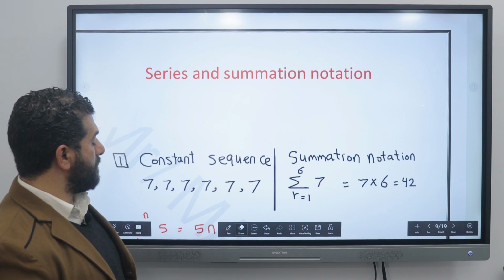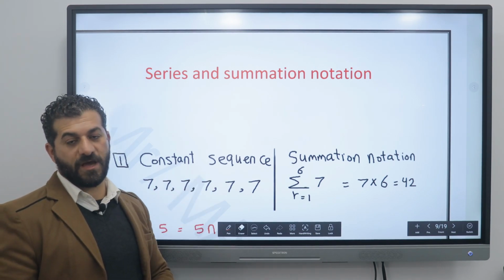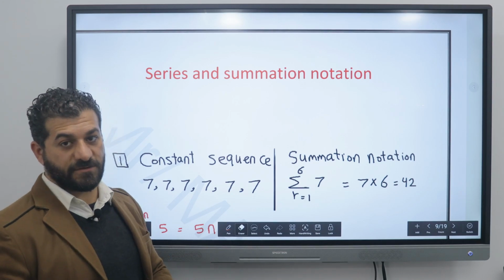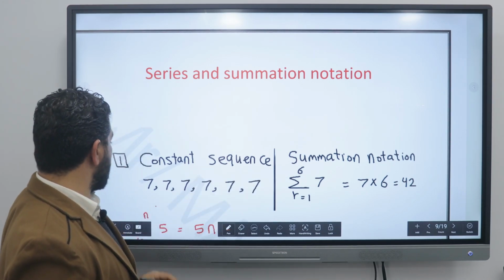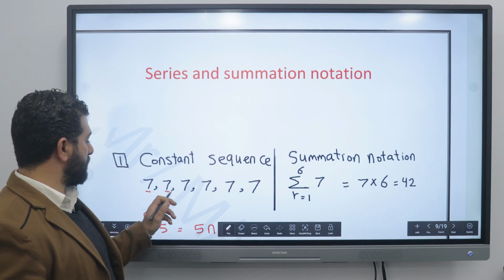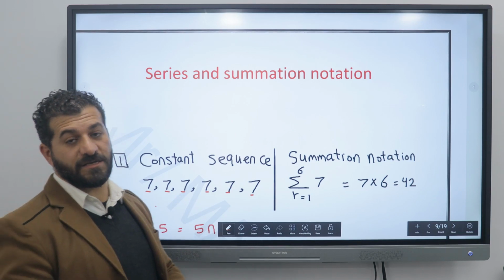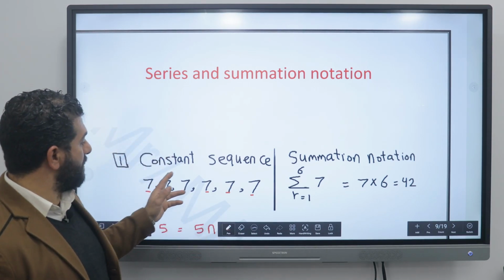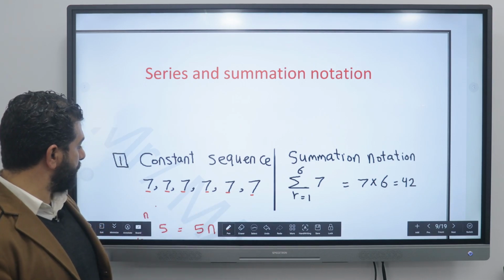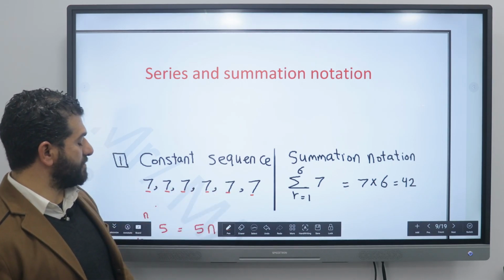Before we start, I want to show you the constant sequence, which we studied in the previous session. What is the constant sequence? If we have a sequence like 7, 7, 7, 7, 7, 7, this is a finite sequence because I have a limited number of terms here. We have 1, 2, 3, 4, 5, 6.